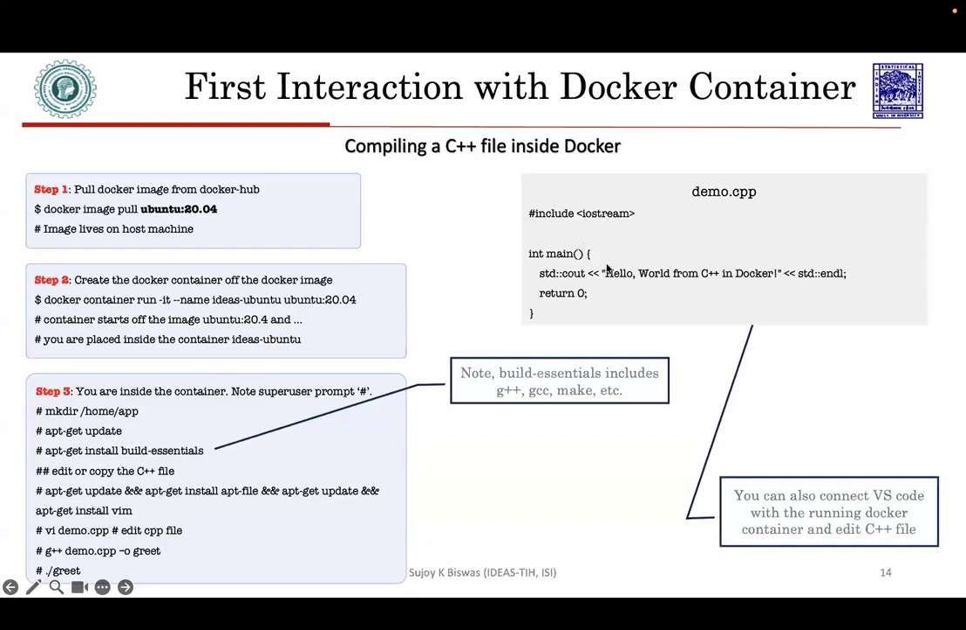This is the small C++ file, and then you make the executable with g++ demo.cpp -o grit. The executable is grit, and when you execute it, it would run. So those of you who know how to run a C++ file, you can quickly check this.